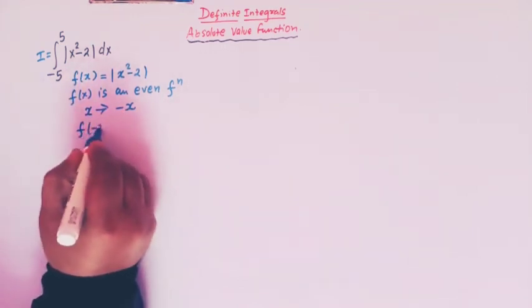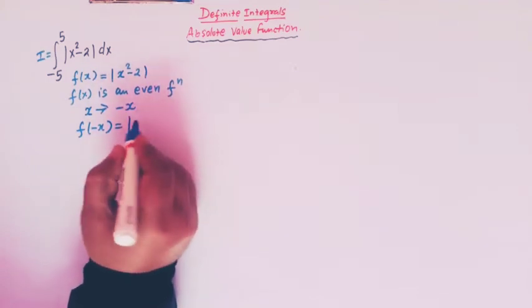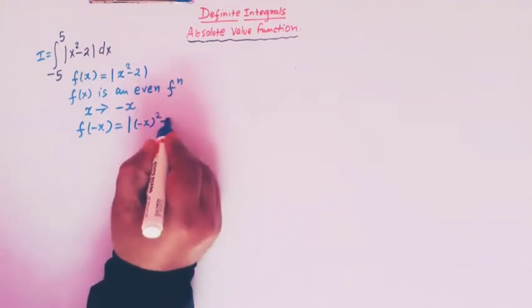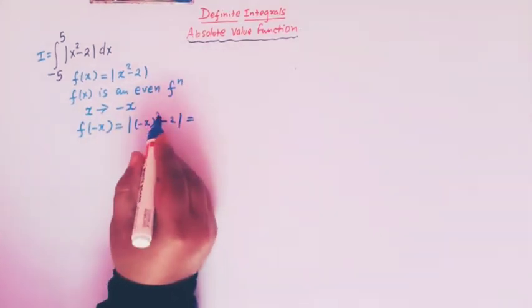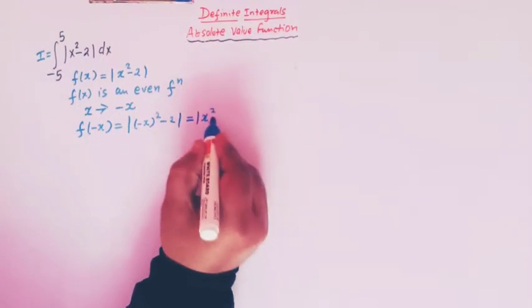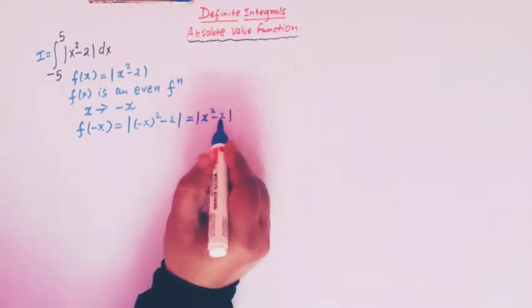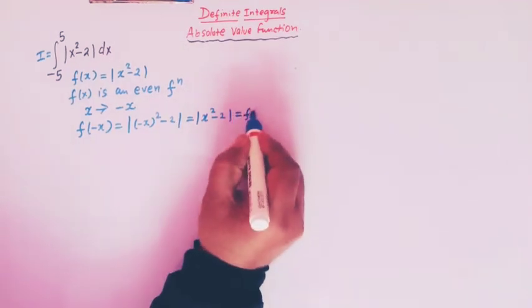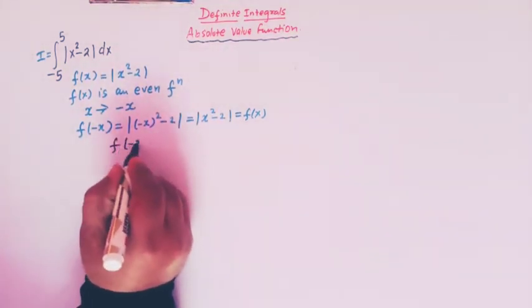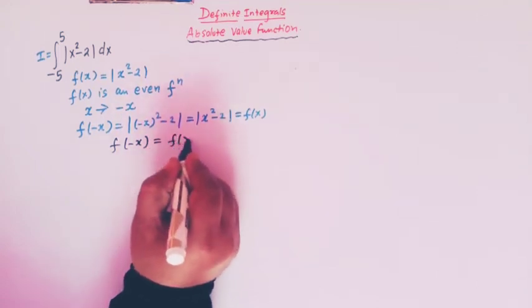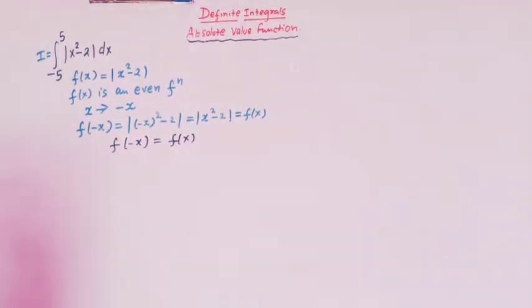So we have f of minus x is equal to mod of minus x square minus 2, and we see that minus x square is simply x square. So we get the original function, that is f of x. So viewers, we see that f of x is an even function because f of minus x is equal to f of x. We have already dealt with even and odd functions in our earlier videos.